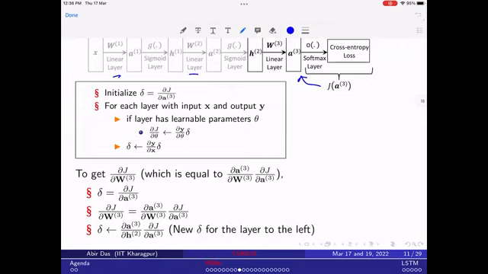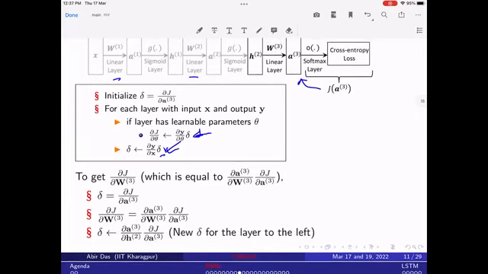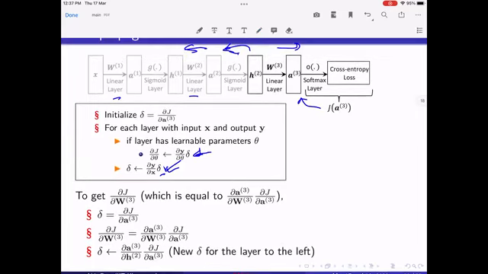The rule says that you multiply the same delta. Remember, you were multiplying delta with the derivative of Y with respect to theta. Here it is saying that you multiply delta with the derivative of Y with respect to X. So you are multiplying the delta that you receive at this layer with the derivative of A3 with respect to H2.